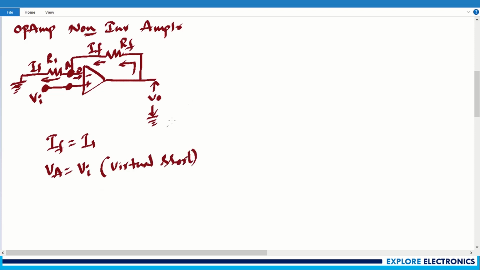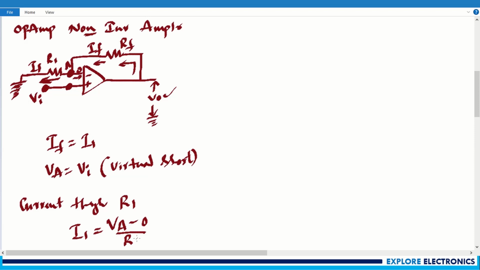Okay. Again, let us derive the expression for V0 now. How to derive the expression for V0? First, let me take the current flowing through R1. What is the current flowing through R1? It is I1, which will be equal to, what is the direction of current flow? This is the direction of current flow. So we need to take Va first, minus, it is grounded. So Va minus 0 volt divided by the resistor value, that is R1. So I1 becomes Va divided by R1.